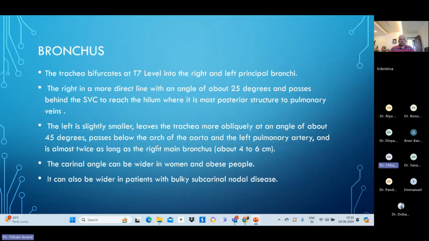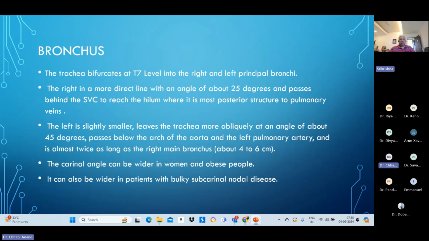The trachea bifurcates at T7 level into the right and left principal bronchi. The right is in a more direct line, with an angle of about 25 degrees, and passes behind the SVC to reach the hilum, where it is the most posterior structure to the pulmonary veins.